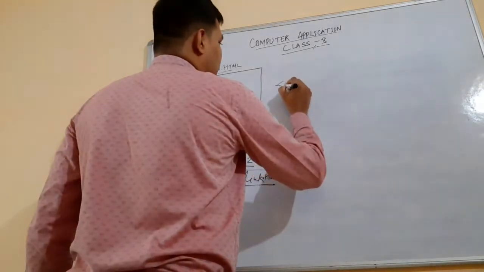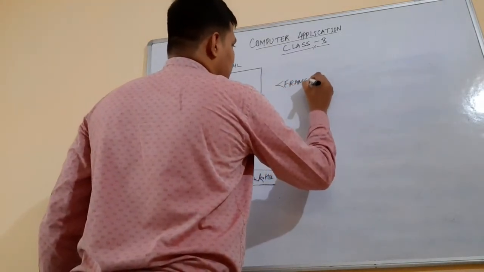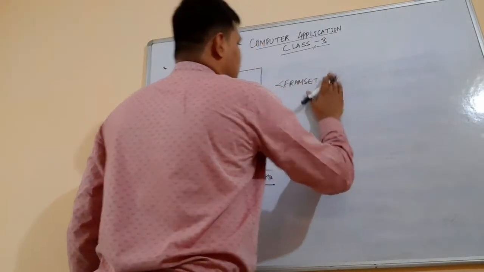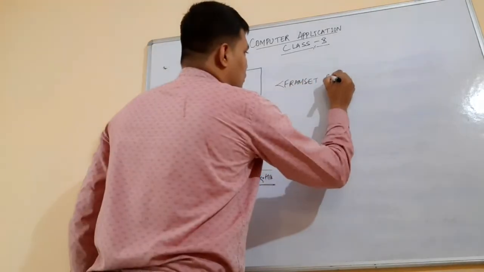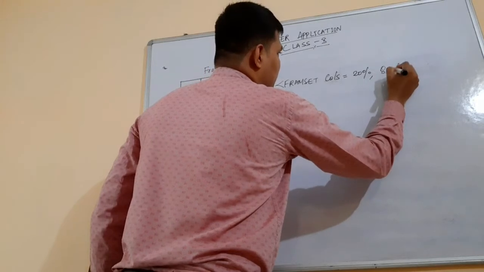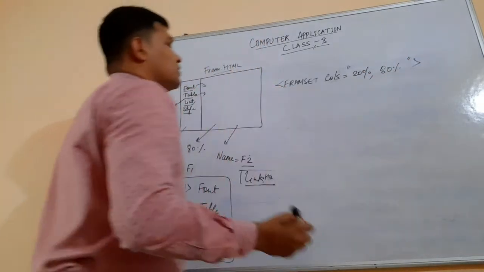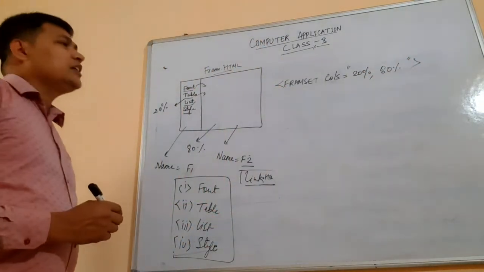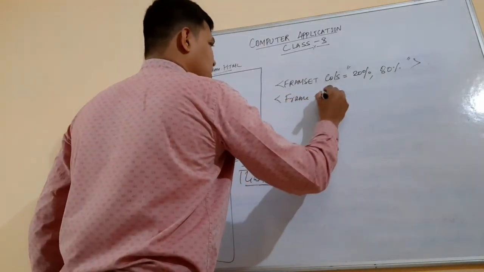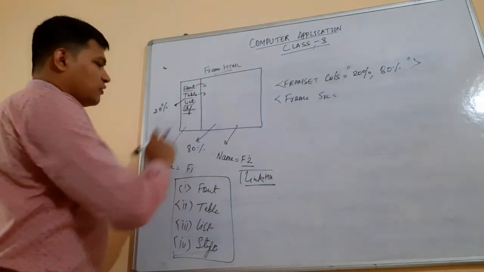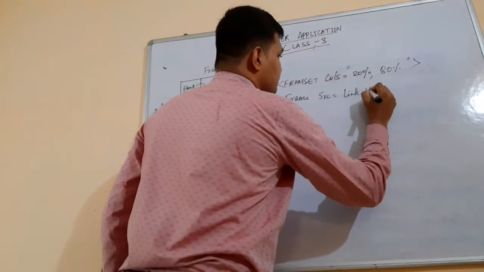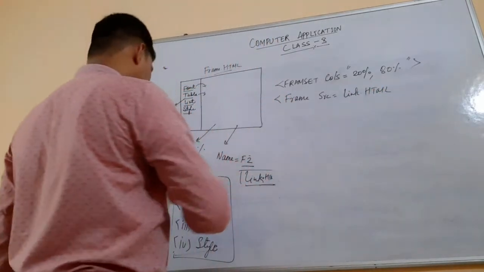You know very well. First of all, frameset will be used, and you have to define the columns, because it is cols. So you have to write cols equal to 20% for the first, and after that 80% for the second. You have to divide it into two parts. The frameset is divided. In the first frame, src will be the file. The first frame's file will be link.html, and the frame name is f1.